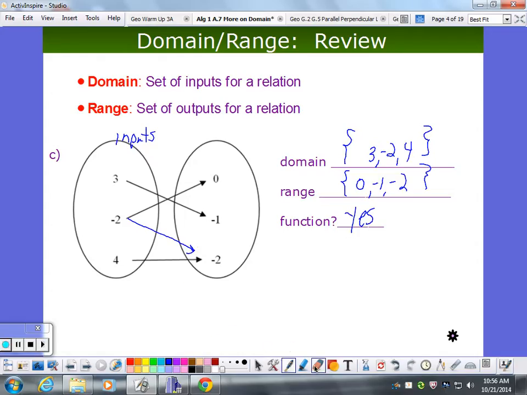It changes your range. How does it change my range? Think of the ordered pair that we just added. We added -2, -2. Is -2 in my domain already? Yes. Is -2 in my range already? Yes, I don't need to change it.